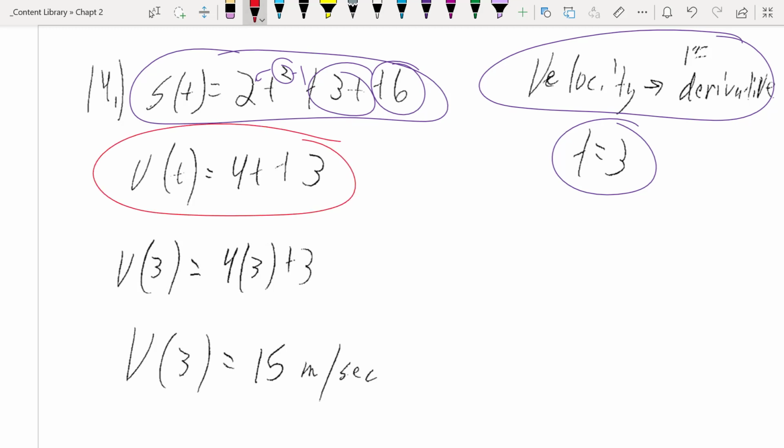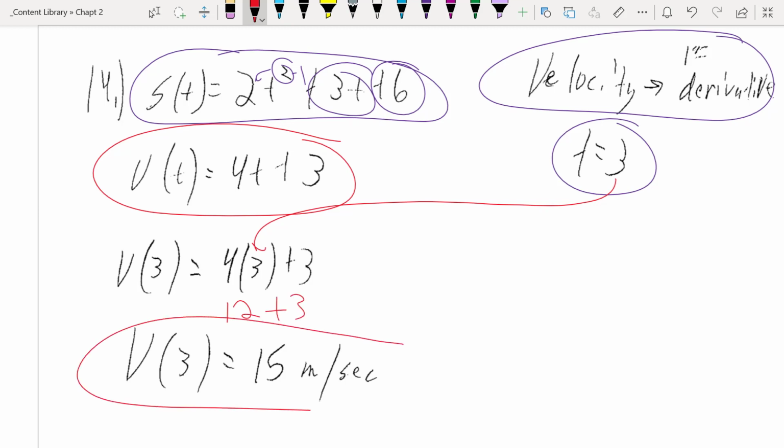Now to find the velocity at 3, I'm just going to take 3 and substitute it in for t. So I get 4 times 3, which is going to be 12, plus 3. And 12 plus 3 is going to be 15 meters per second. So our velocity at time equals 3 is equal to 15 meters per second.